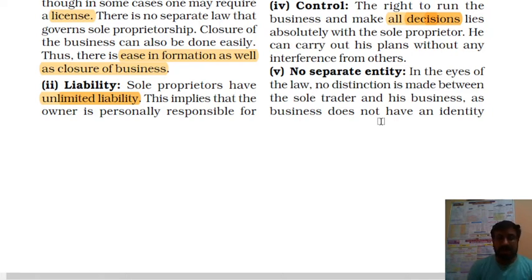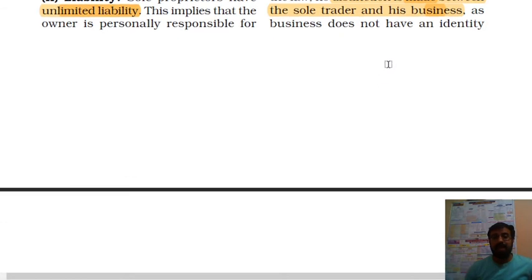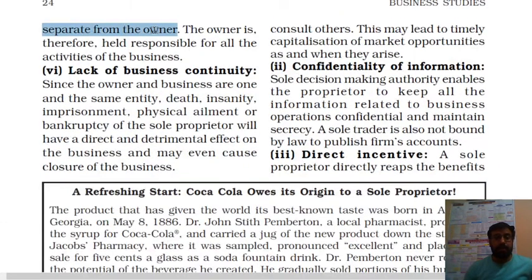This is the only reason: they are no different in the eyes of law. But when I talk about the company, both are different. So a complaint filed against the company may not affect the shareholders, right? They will not be penalized or punished because the default was done by the company itself. So there is no separate entity in the eyes of law. In the eyes of law, no distinction is made between the sole trader and his business, as the business does not have an identity separate from the owner. The owner is held responsible for all the activities of the business, right?